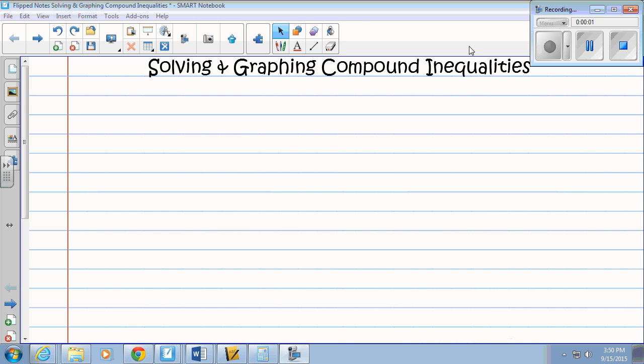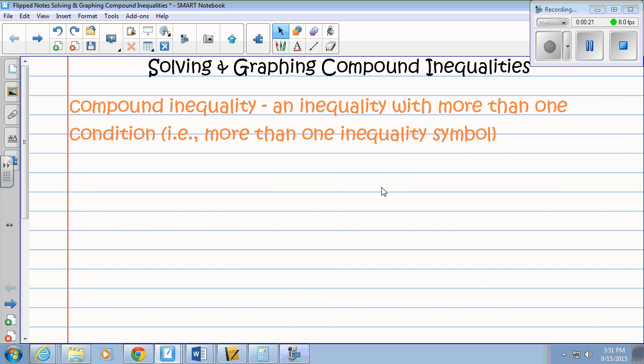Okay, we're starting a new unit, and our first section of information is on solving and graphing compound inequalities. This is something that you have talked about previously. An inequality is anything with an inequality symbol, like a less than, greater than, less than or equal to, greater than or equal to, or a not equal to symbol. A compound inequality is an inequality with more than one condition, or in other words, more than one inequality symbol.